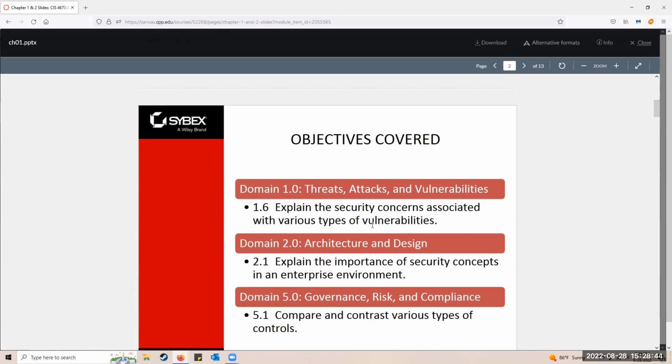So we're going to look at different types of attacks, threats, vulnerabilities, the architecture of a good cybersecurity program, and then governance, risk, and compliance, which is a key component to any business.